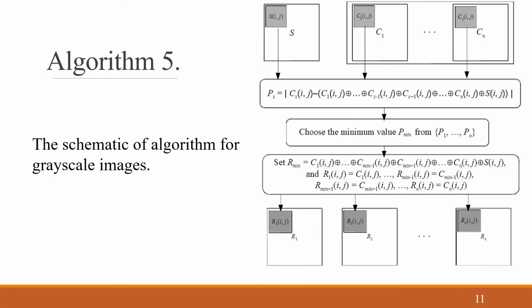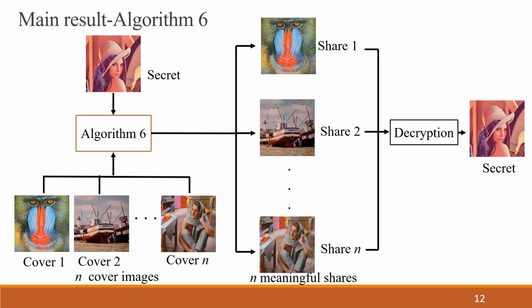The principle of algorithm 5 is that we choose x from 1 to n such that the difference between share x and cover x needs to be the minimum one. At last, we set share x to the other n minus 1 covers, do the XOR operation with the secret. The other n minus 1 shares are set to be covers. This is the basic schematic of algorithm 6.